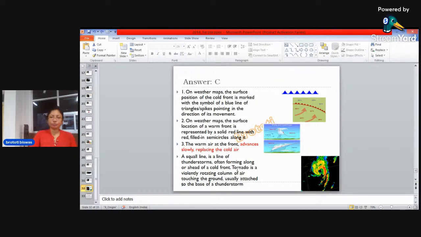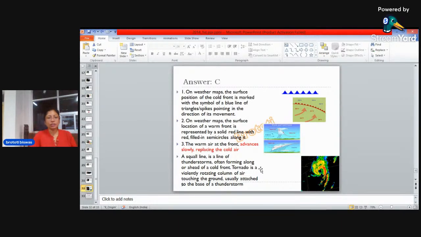Let it load first, the next slide. If it doesn't load, then it becomes a problem for me. Okay, so it has loaded. See, in the weather map, when you need to show a cold front, that is shown by this symbol, blue triangles or spikes. That means the first one is correct. When you want to show a warm front, that is shown by this solid red line with red filled semicircles along it. So the second option is also correct.